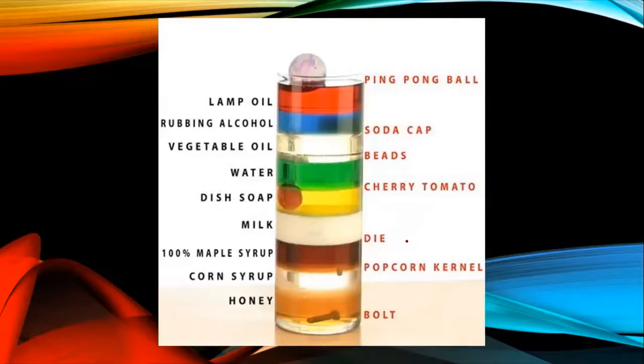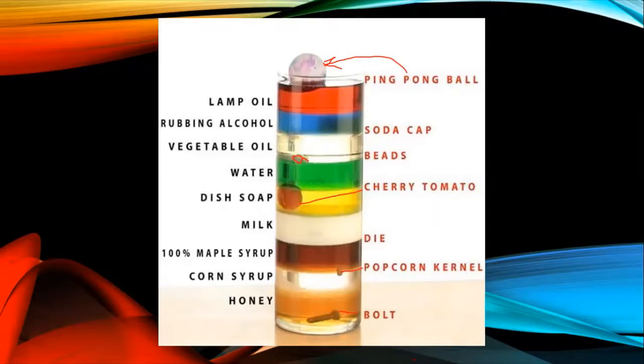Anyway, now, ladies and gentlemen, what they've done is they've taken a container and they've put in liquids of different densities. What they've also done is shove in a few objects. Here's a ping pong ball. Here's a soda cap. I can't quite see where it is. It says beads over here. I presume that's them over there. I'm really not sure. Here's a cherry tomato. There it is. It says dye. I have no idea. Popcorn kernels. I think that's one of them. And then obviously that's the bolt over there.